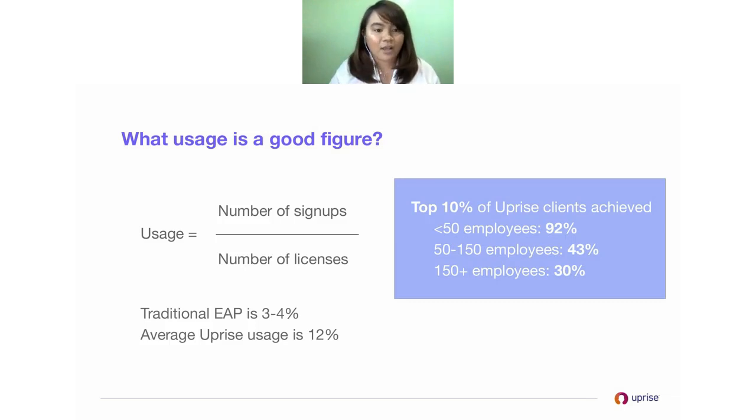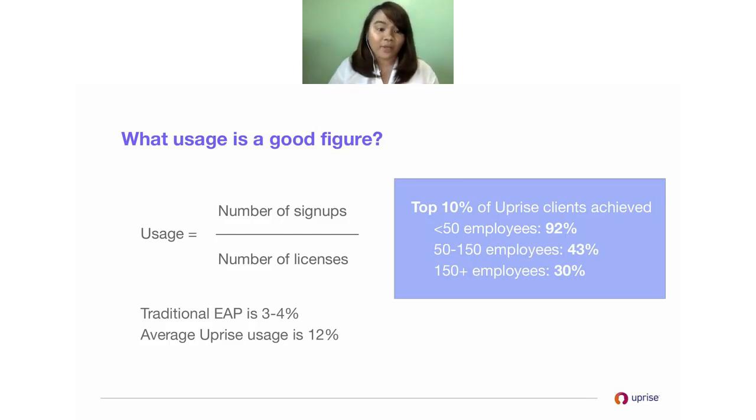But let's first discuss what usage figure is good for a company using an EAP such as Uprise. Usage for us is the number of sign-ups over the number of licenses or employees that you have in a company. In a traditional EAP, the percentage of usage is around 3 to 4%. When I say traditional EAP, these are EAPs that are more into crisis management, where you call them if you are in crisis. So they're around 3 to 4% in terms of usage for a company.